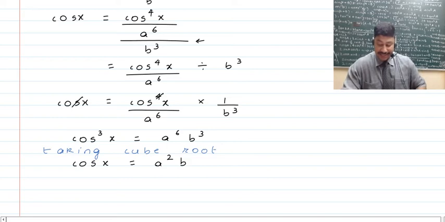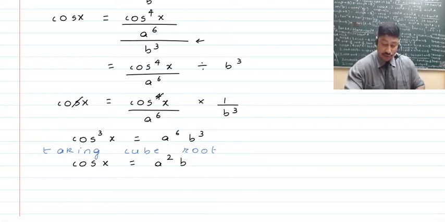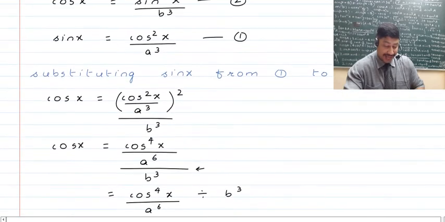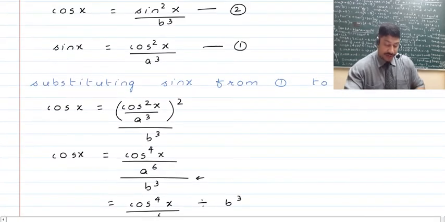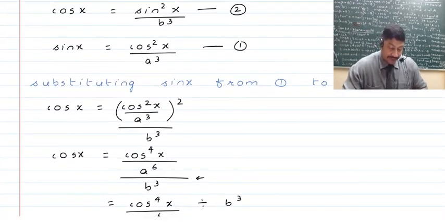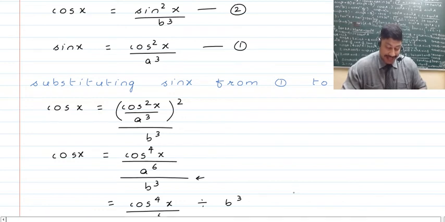Now the same process, children, we're going to do for the other equation, that is the value of cos x is now going to be supplied to equation number 1. So from equation number 2 we will be supplying this value to equation number 1. Cos x is sin square x upon b cube.